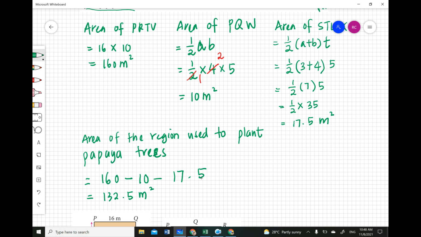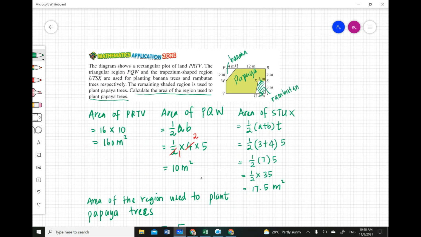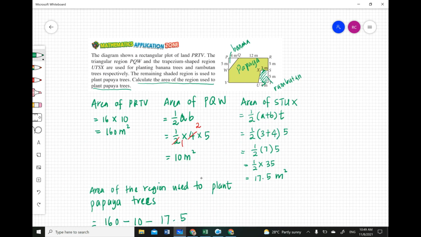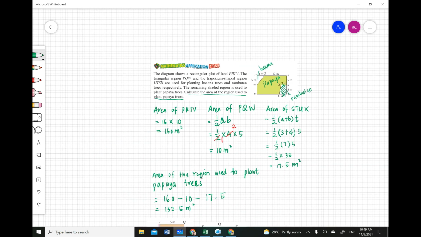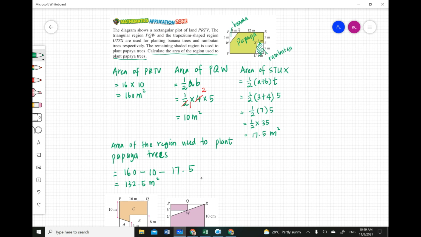You understand? Okay, since you understand already, I just want you to see how to solve the next example. We are not going to solve the problem anymore. You just need to let me know how you are going to retrieve the area of the shaded region. Like this one just now, to get the area of the shaded region, we use the rectangle minus the triangle minus the trapezium.